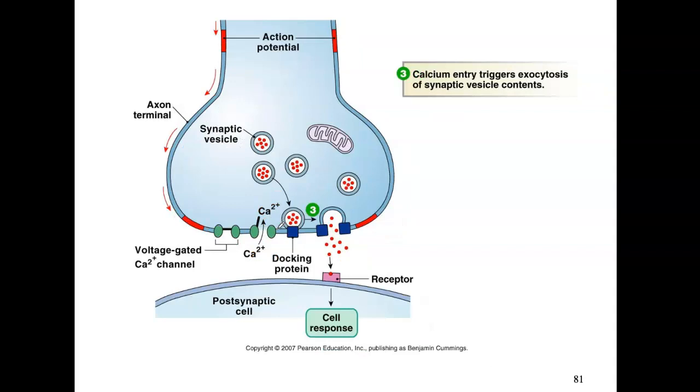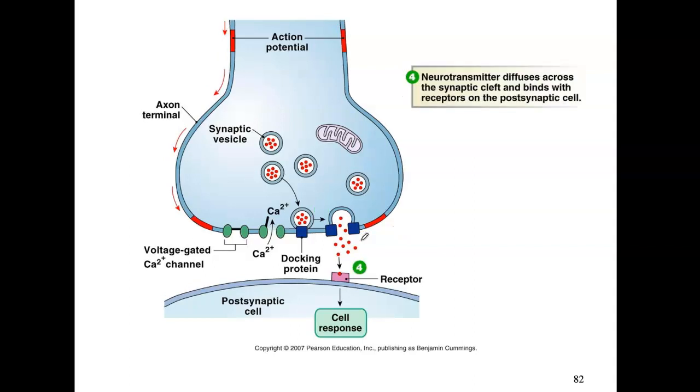Step 3, that calcium entry triggers exocytosis of the synaptic vesicle contents. That should be familiar because we talked about this before. So calcium now is going to allow for this stashed away neurotransmitter to actually come over to the docking protein and create an exocytosis. In other words, here it is, pump out that neurotransmitter. We talked about this with insulin, remember?